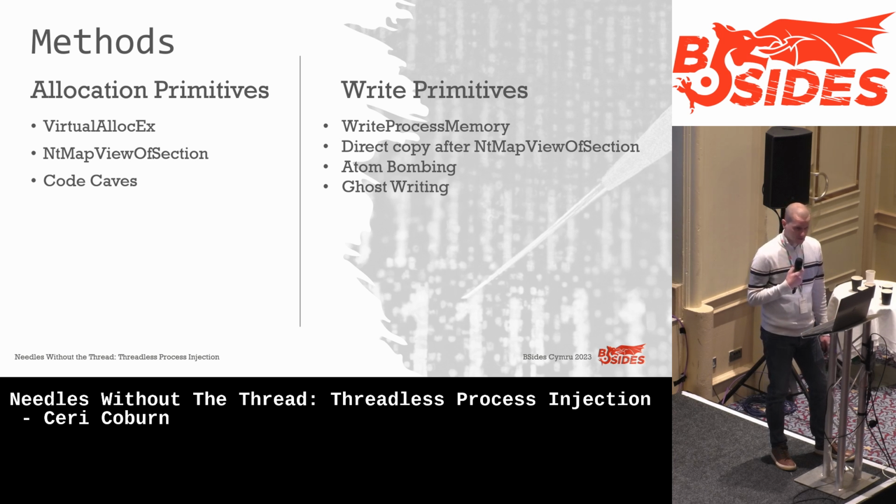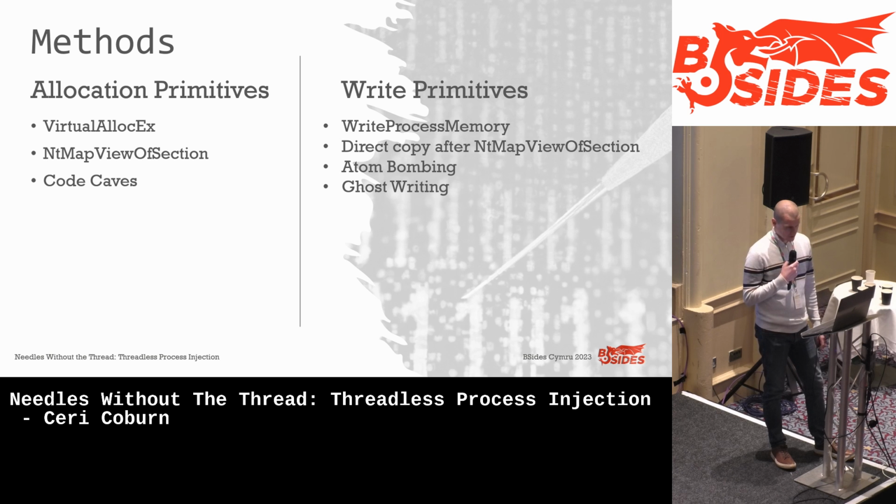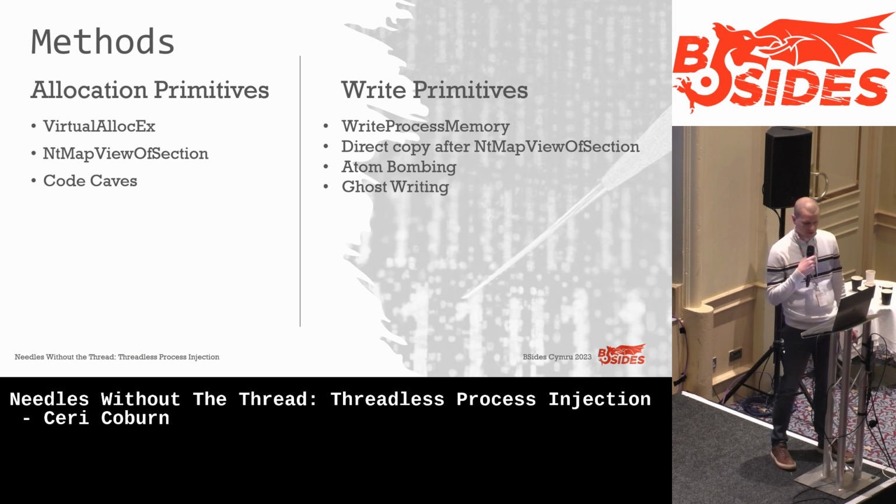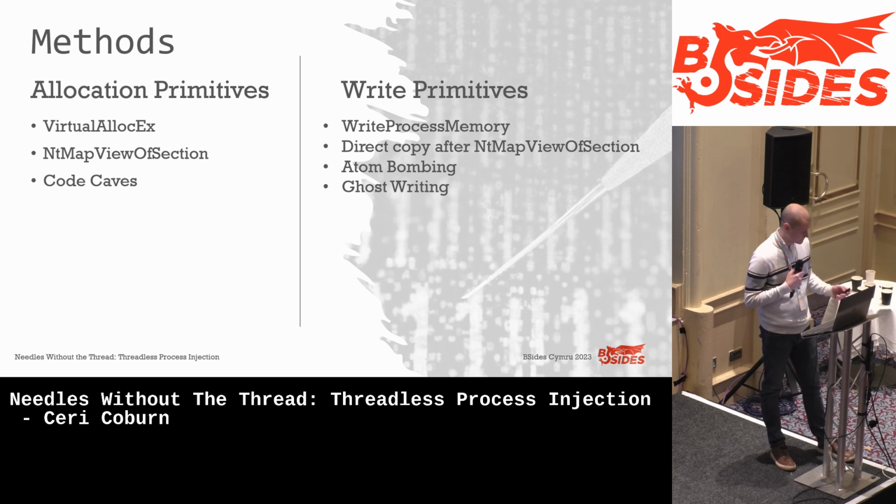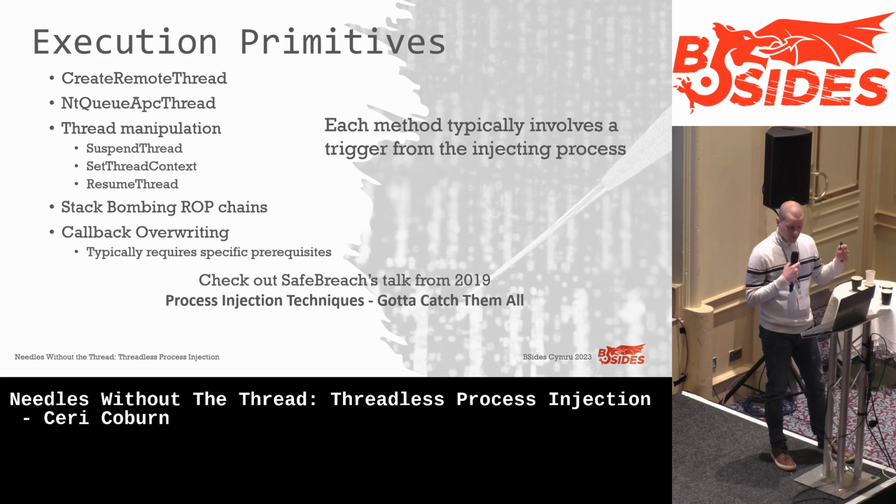Atom bombing, so that's a technique using Windows Global Atoms. And then ghostwriting is a technique where you're manipulating threads to read from your injector process as opposed to writing into it. But all these techniques do involve various interactions across your injector process to your target process. And then we have the all-important execution primitive, which is the piece that actually executes the shellcode that you've written into that foreign process.